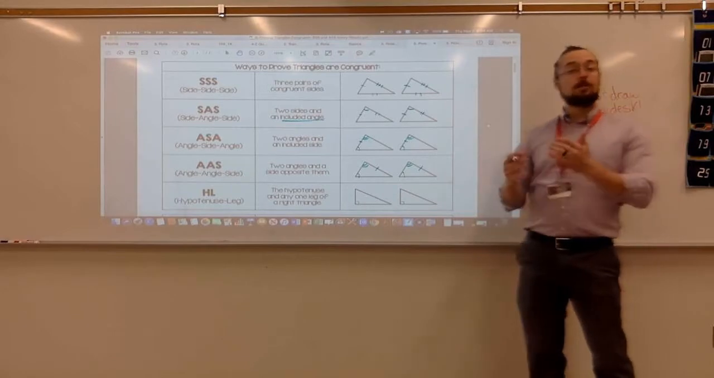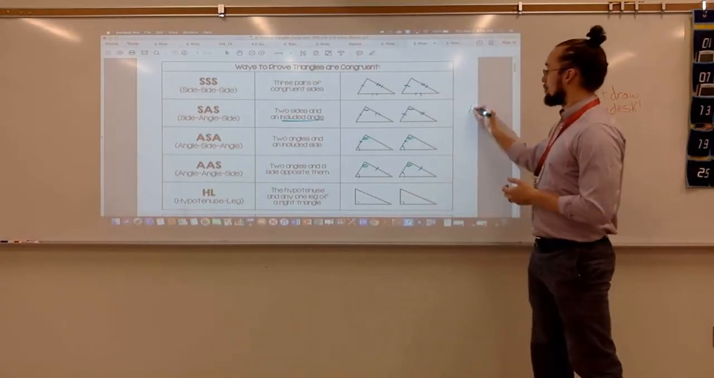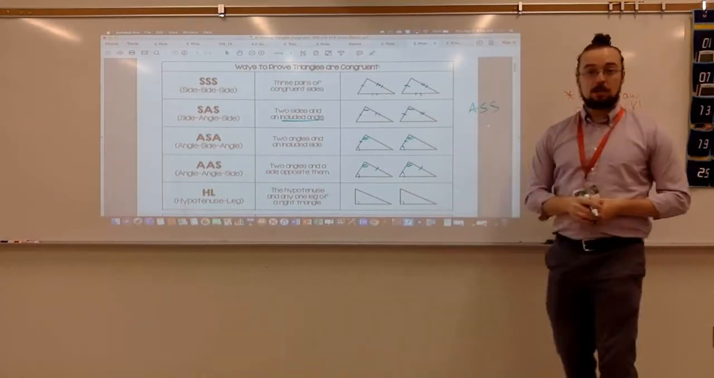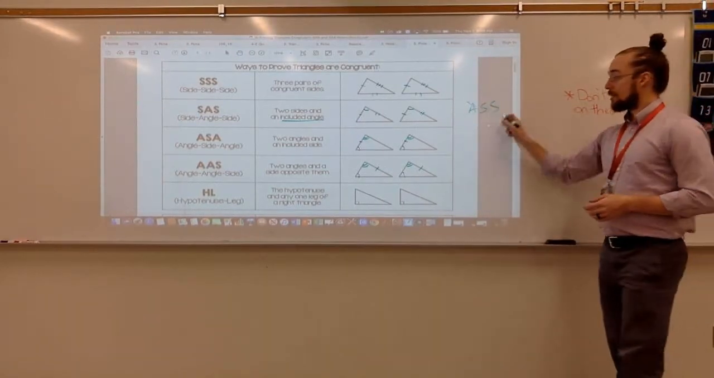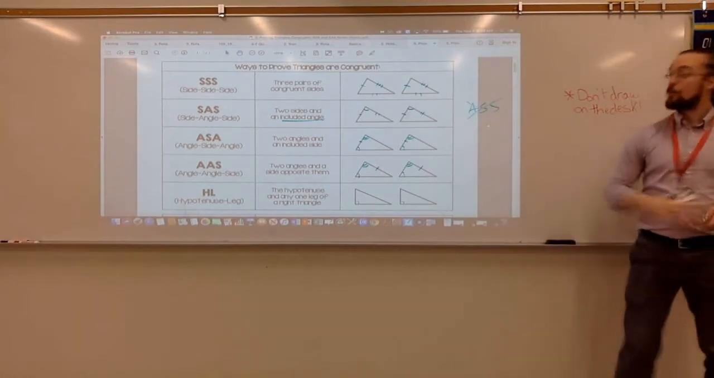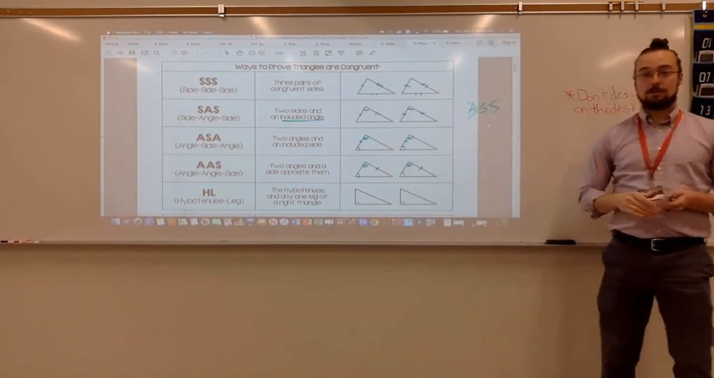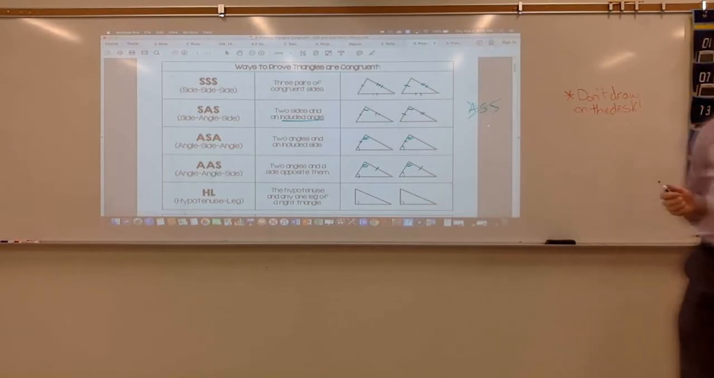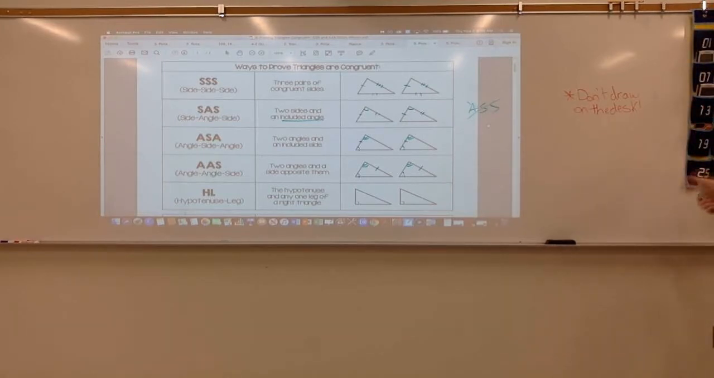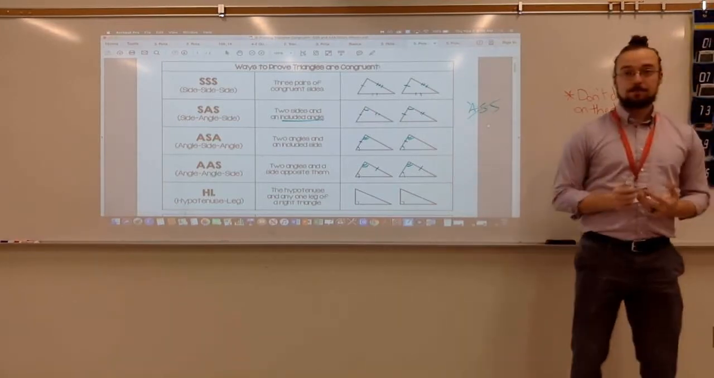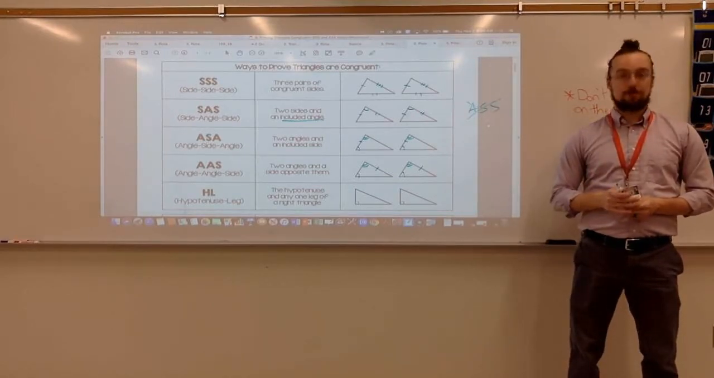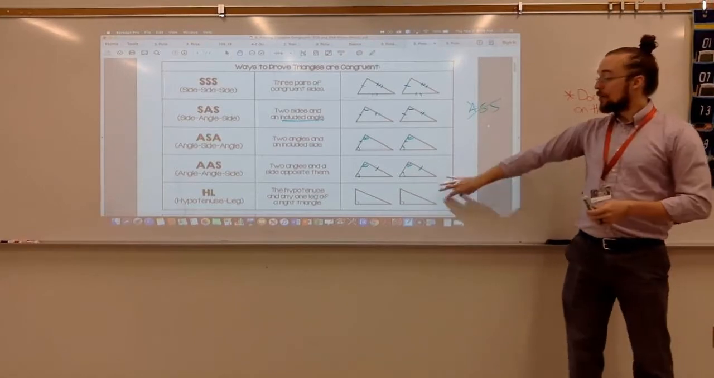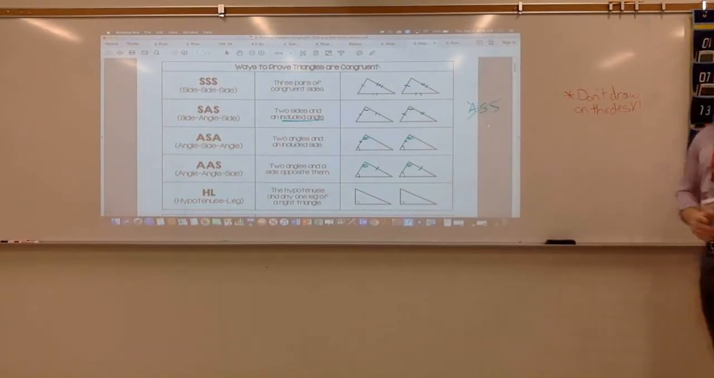The only one that doesn't work is 2 sides and an angle not between them. That does not work. The rest of them will work: side, side, side; side, angle, side; angle, side, angle; and angle, angle, side. So the only one that won't work is angle, side, side. Now the last one that we'll look at a little bit later is specific to right triangles.